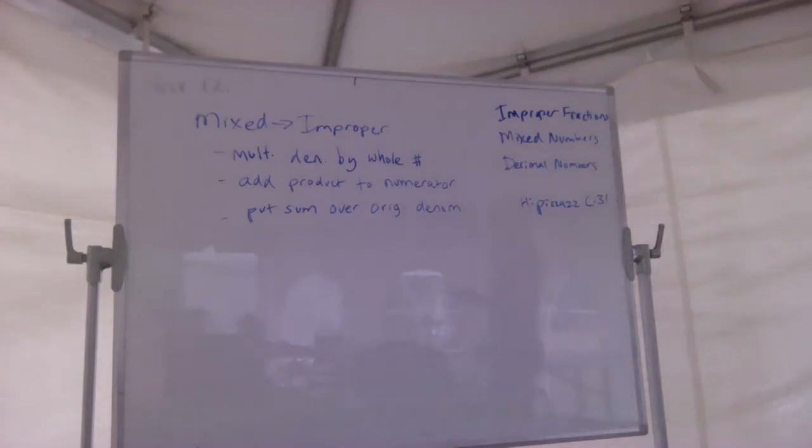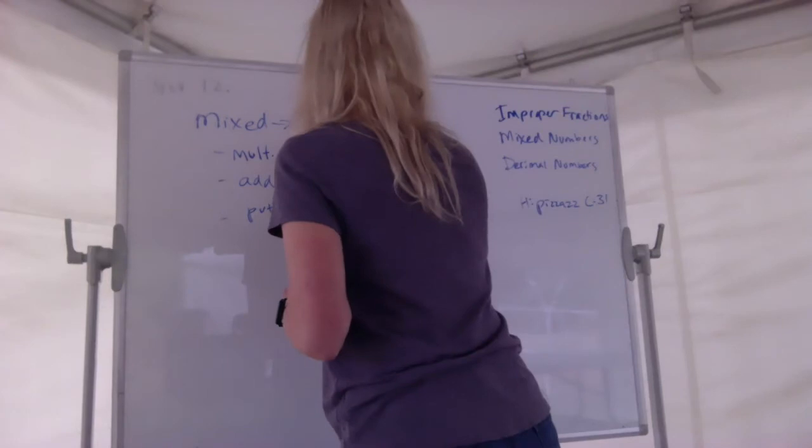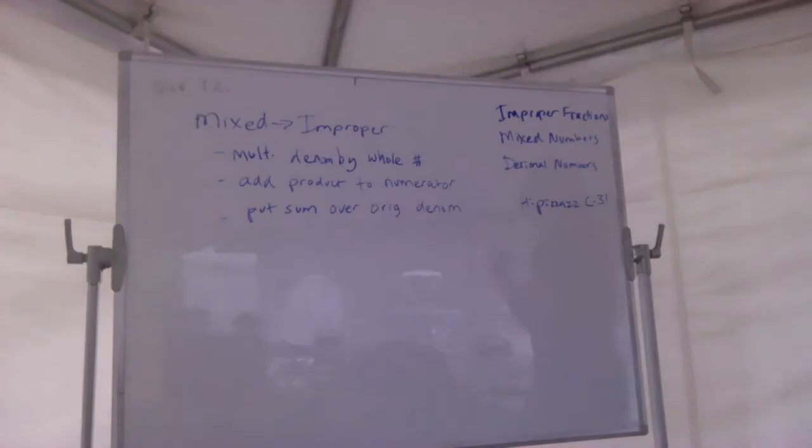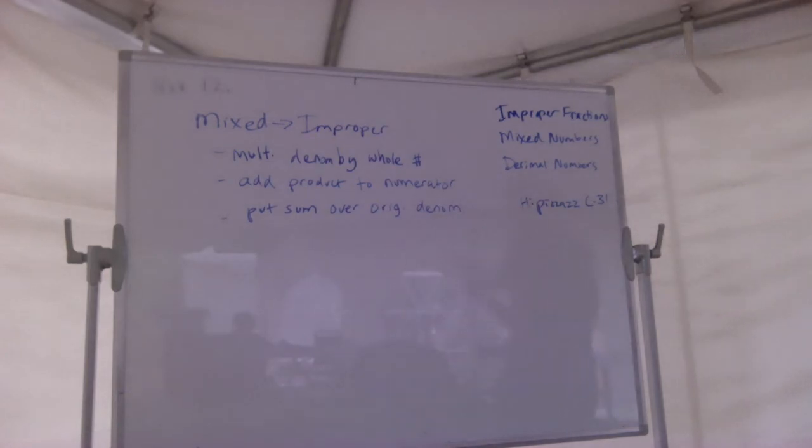Okay, so we multiply the denominator by the whole number. We get that answer, right? So remember, product is the answer of that. So we add the product to the numerator, and then we put that whole sum over the original denominator. So let me know when you have that down and we'll practice one.